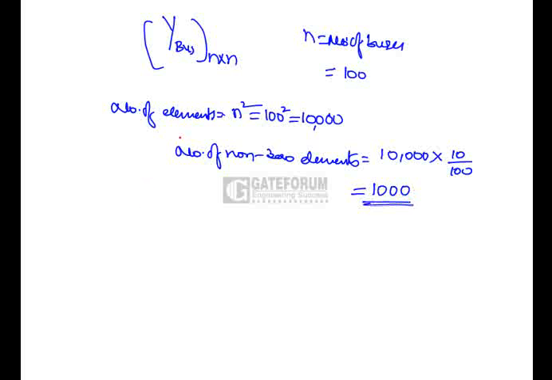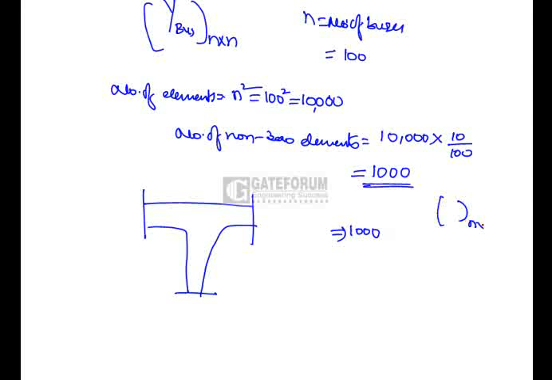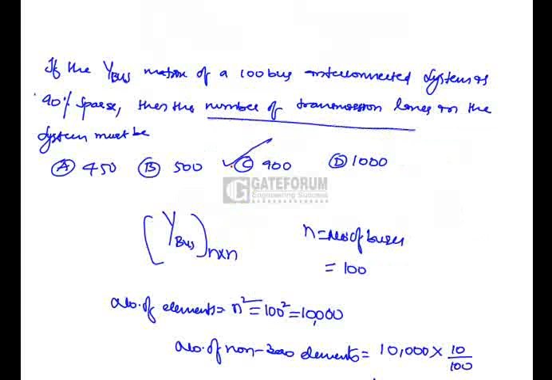Okay, now what do we have to find here? The number of transmission lines. Now a transmission line is connected between two buses. Like this, between any two buses, transmission lines will be there. So out of these 1000 entries, how many self-diagonal elements are there here? Since it is an n bus system, an n by n matrix system, the total number of self-diagonals is equal to n. So n is 100. So the number of transmission lines in the system is 900, which is option C.